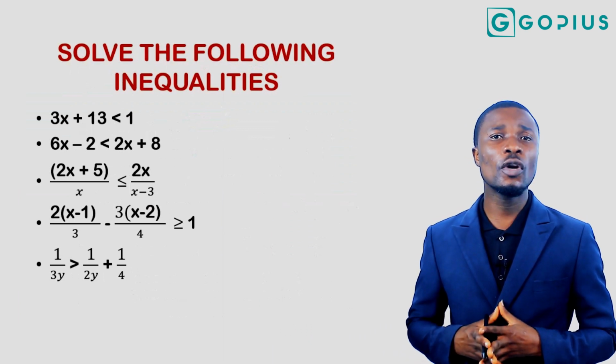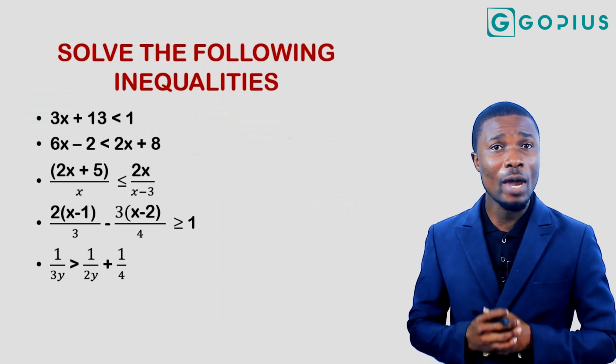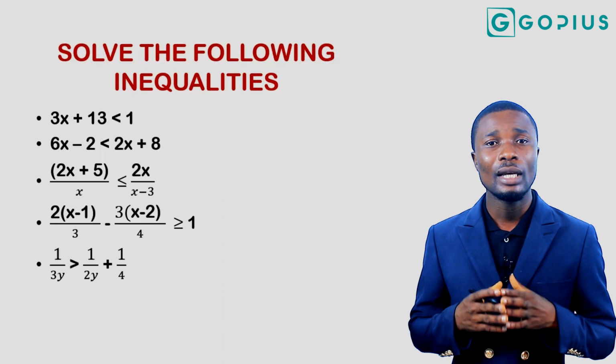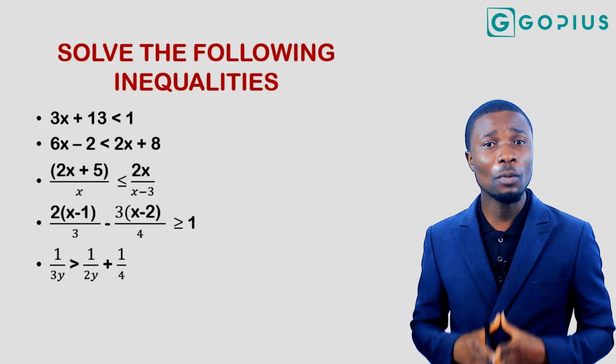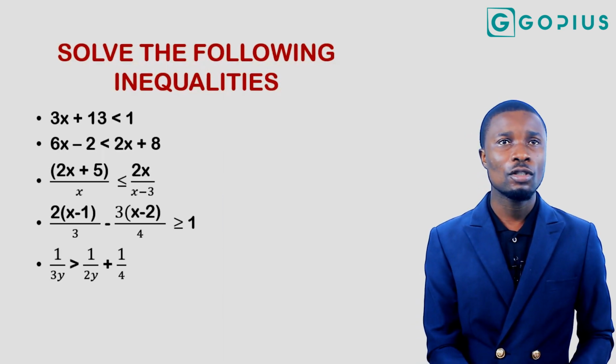Alright, on the screen you can also see our third example: 2x plus 5 divided by x is less than or equal to 2x divided by x minus 3.